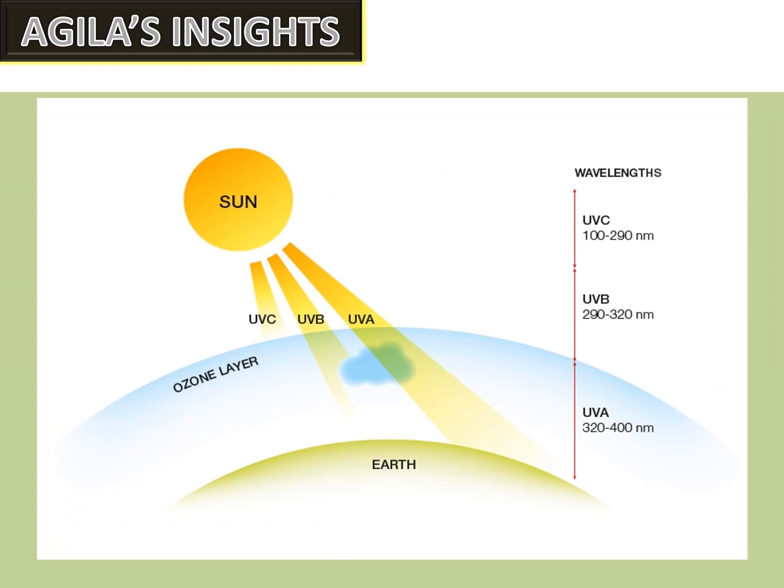As sunlight passes through the atmosphere, all ultraviolet C and approximately 90% of ultraviolet B radiation is absorbed by ozone, water vapor, oxygen and carbon dioxide. So ultraviolet A radiation is less affected by the atmosphere. Therefore, the ultraviolet radiation reaching the Earth's surface is largely composed of ultraviolet A with a small amount of ultraviolet B component.